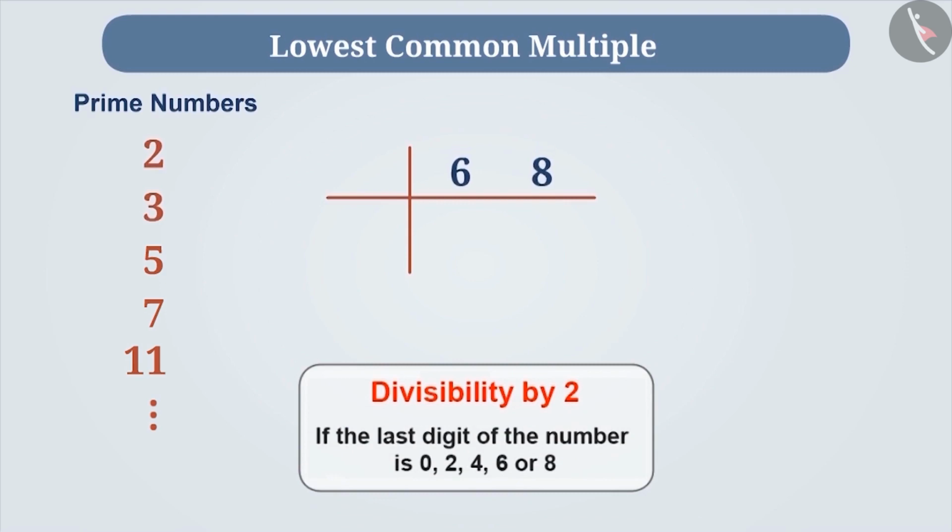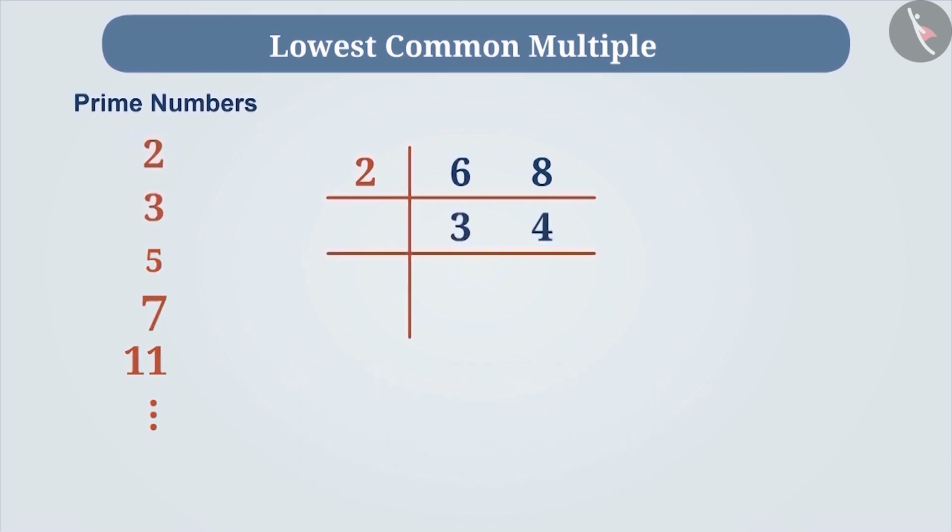Both 6 and 8 are divisible by 2, so let's divide them by 2. By dividing 6 and 8 by 2, the results are written in the next row. Similarly, we find the smallest prime number which will divide at least 1 among 3 and 4. 2 is the smallest prime number.